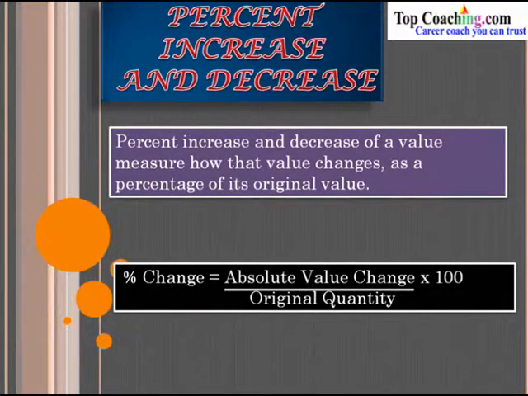Percentage change would be equal to absolute value change divided by original quantity into 100. We are multiplying it by 100 because we are trying to find out the percentage change. So percentage change is equal to absolute value change divided by the original quantity into 100. Now this percentage change could be a percentage increase or a percentage decrease. If the case is percentage increase, then the absolute value change would be the increment that has taken place over the original value, divided by the original value into 100. And if we are trying to find out the percentage decrease, then this would be equal to the decrease divided by the original quantity. The important thing is that the base should be the original quantity.